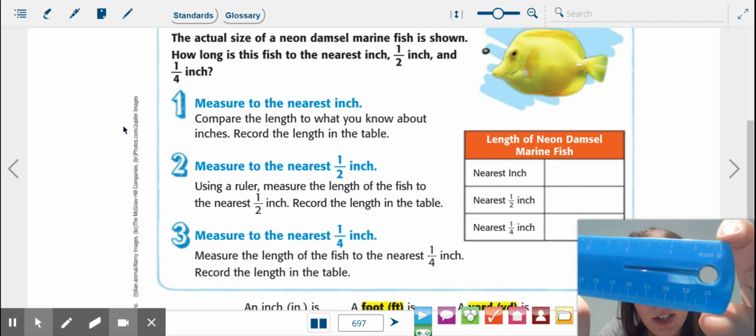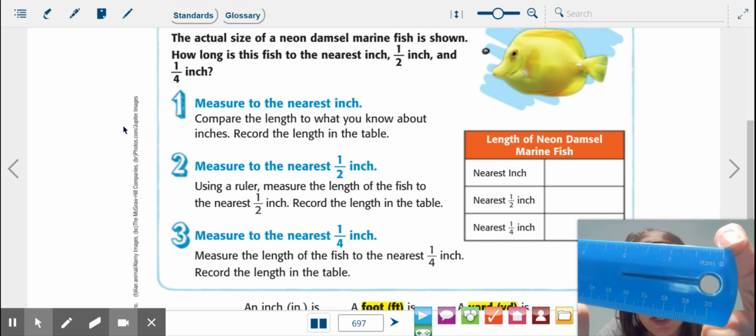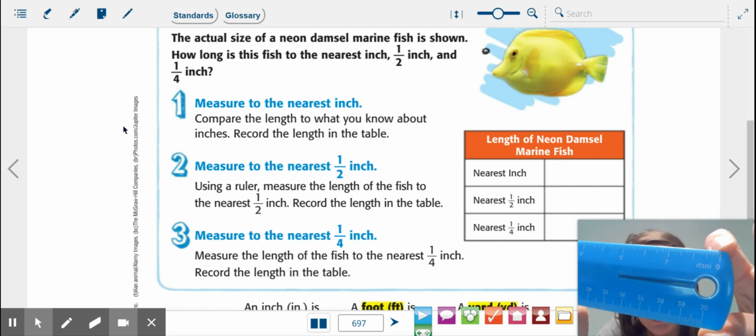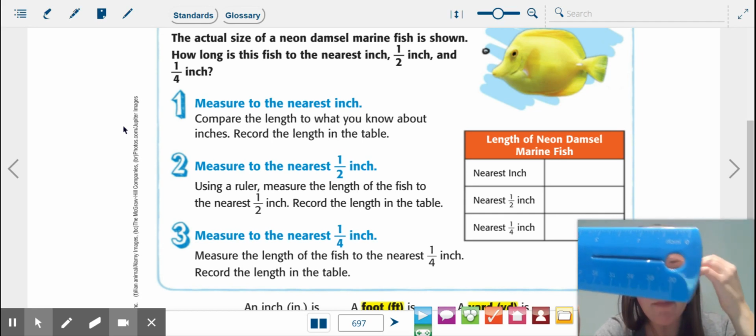Every ruler is a little different, but I just need to make sure when I'm measuring that I start with this line right here, that's the 0, and not lining up based on the edge of my ruler, because then it won't have the actual measurements.